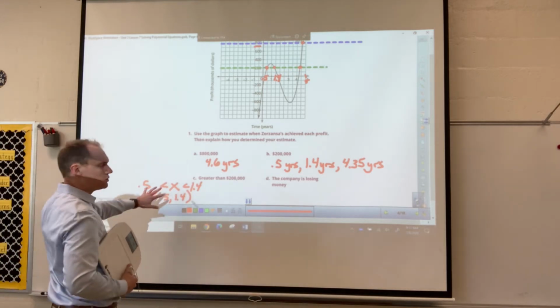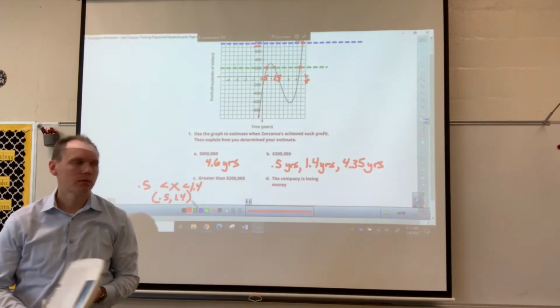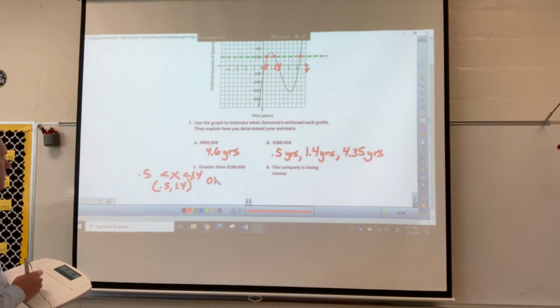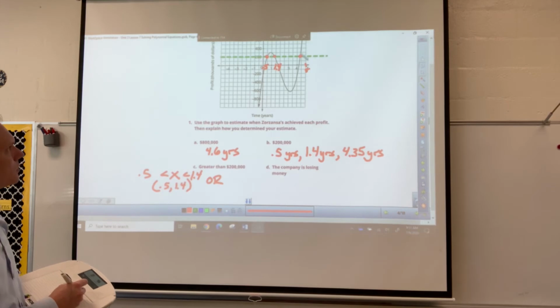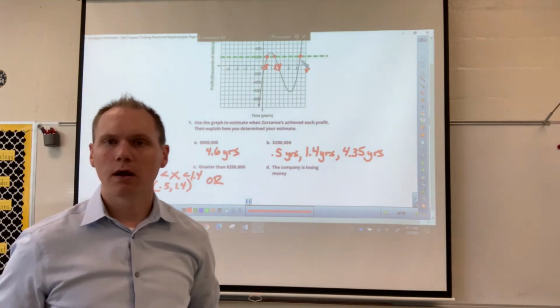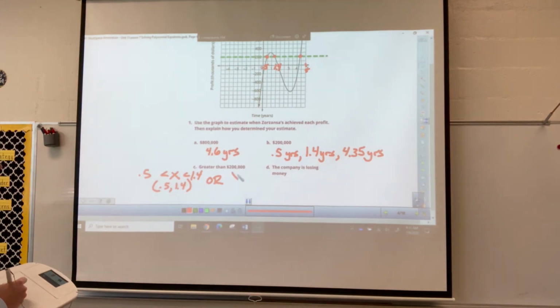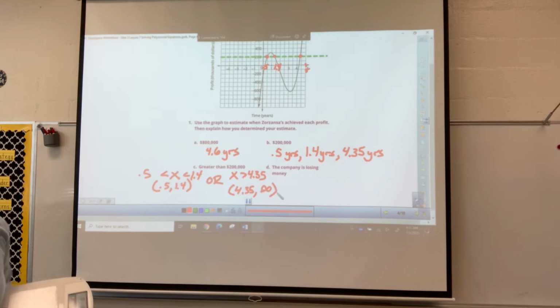So that's one way to write it there. When the time is in between there and there, the profit was also above 200,000 to the right there as we get closer to 5 years. But anything where x is greater than 4.35 is what we said it was. Or you can do interval notation of 4.35 to infinity is when it's above 200,000.